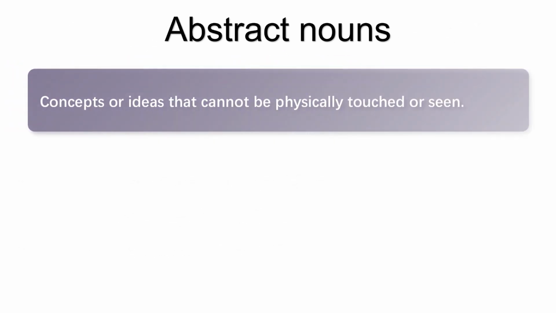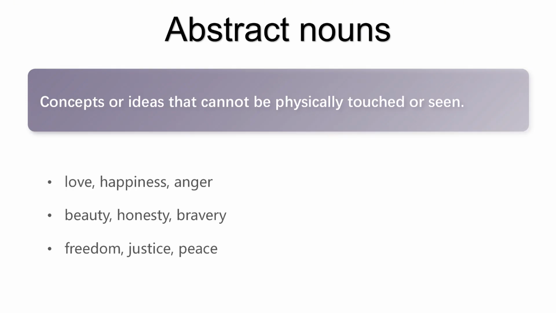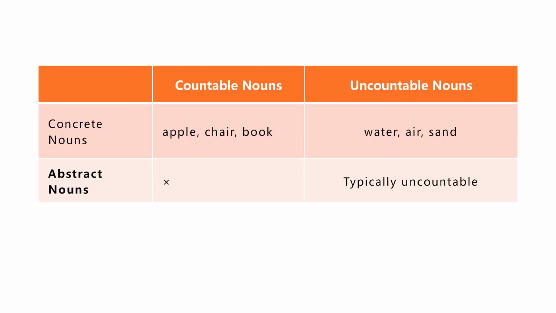Concrete nouns contrast with abstract nouns, which refer to concepts or ideas that cannot be physically touched or seen, like love, happiness, or freedom. There aren't any specific grammar rules that apply solely to concrete or abstract nouns themselves. However, it's important to note that abstract nouns are typically uncountable and usually exist in the singular form. For example, we say happiness, freedom, and love without using a or an, as these nouns represent intangible concepts or feelings.